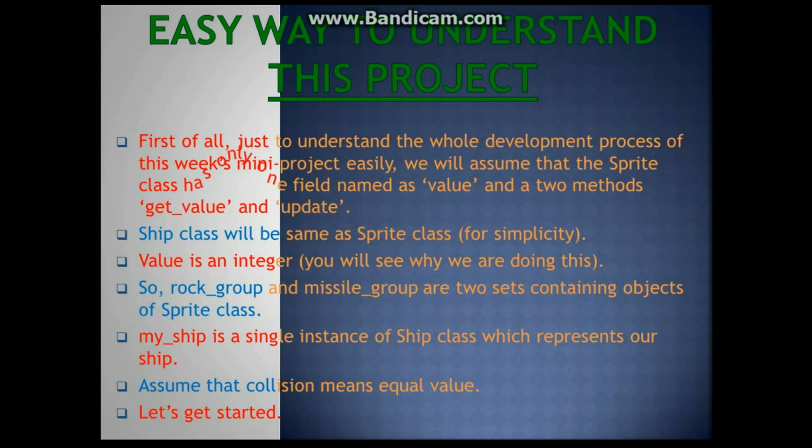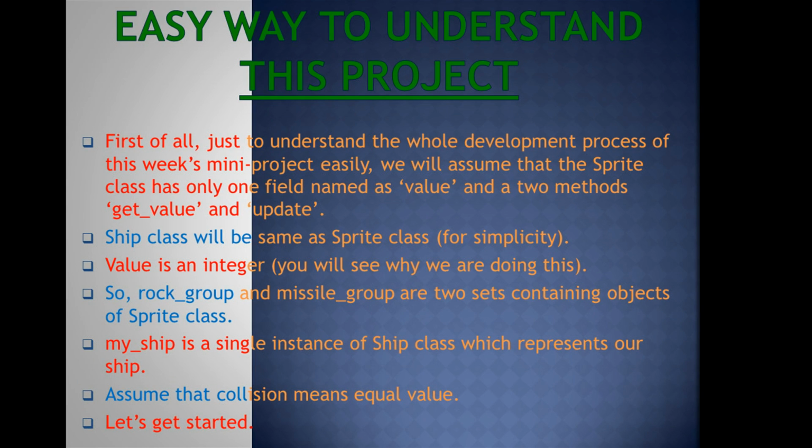First of all, just to understand the whole development process of this week's mini project easily, we will assume that the sprite class has only one field named value and two methods, get_value and update. Ship class will be the same as sprite class, for simplicity. Value is an integer, you will see why we are doing this. So, rock_group and missile_group are two sets containing objects of sprite class. My_ship is a single instance of ship class which represents our ship. Assume that collision means equal value. Let's get started.